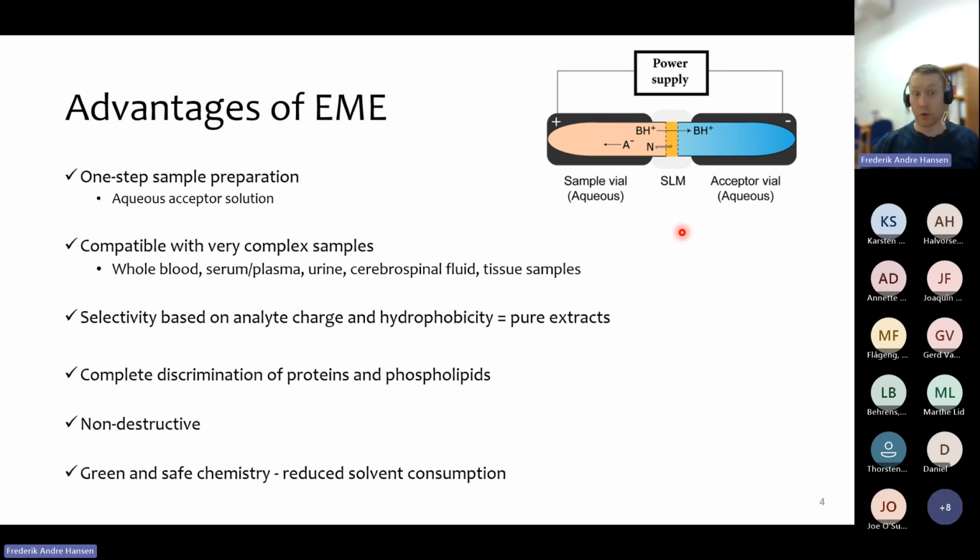The technique is further non-destructive in the sense that once you have extracted the sample, you can reuse it for something else. And we use green and safe chemistry. Green in the sense that we use very little organic solvent, and safe because the solvent that we do use is non-volatile and non-toxic. So you can work with this out in the open. You don't have to work in a fume hood.